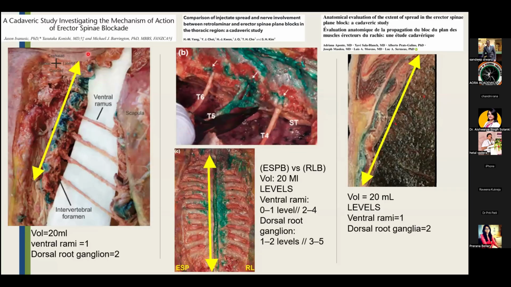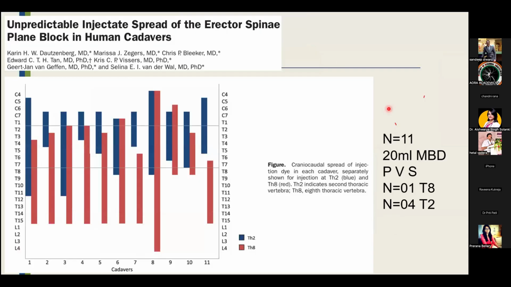Now, there are a lot of studies, study 1, 2, and 3 by various authors, where they have injected dye. They found that it all affects the dorsal area, and none going and affecting the ventral ramus. None going into the intervertebral foramen, and of course, none going into the paravertebral space and the epidural space. Again, there would be hardly 1 or 2 levels where the ventral rami could be affected, while the others have seen that 20 ml of dye has never affected any of the ventral rami, hardly any of the ventral rami, but more of a dorsal spread. Another very important study by these authors, they found that it's very unpredictable.